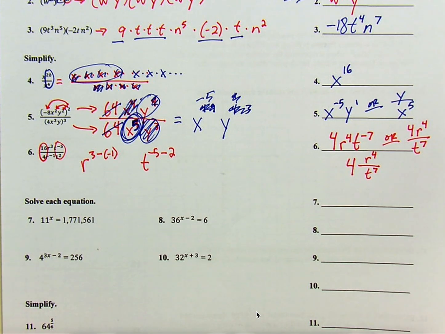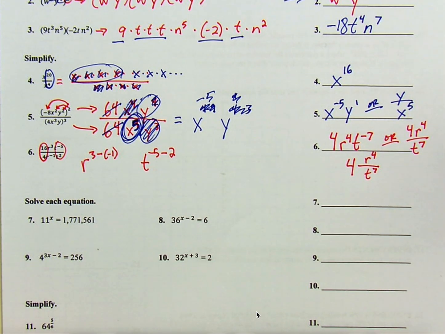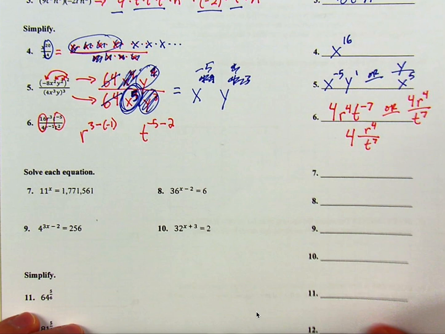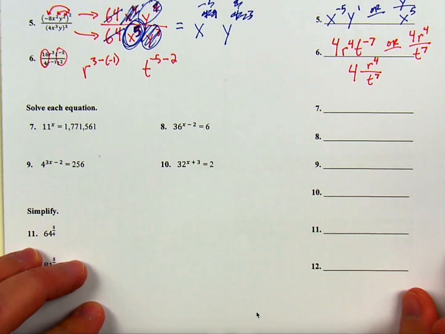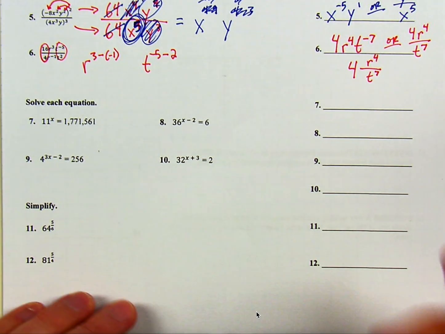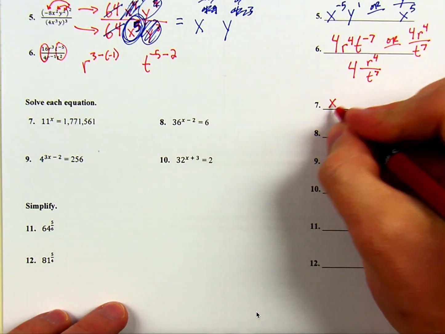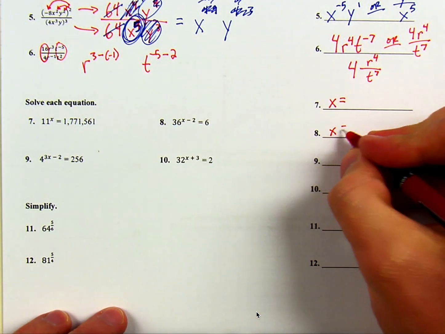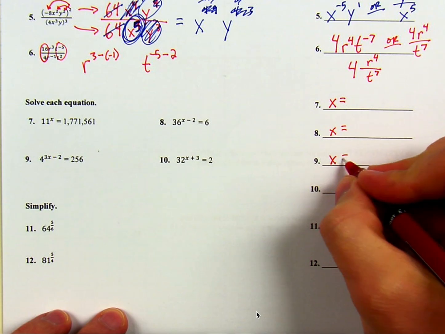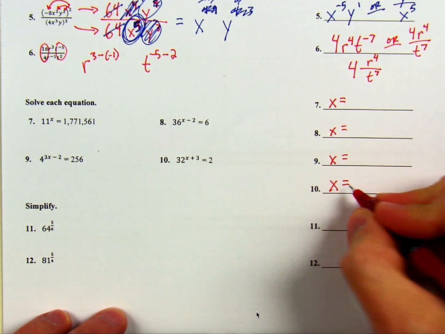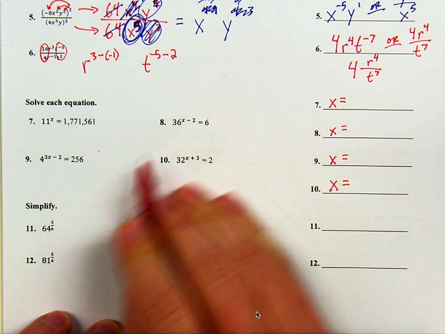Now we're going to solve. So whenever you see on 7, 8, 9, and 10, where it says solve, anytime the directions say solve, I know what I'm looking for is what does x equal. Oh, I better remember to write the x equals, because that's what I'm trying to figure out. What does this x equal? What does that x equal?